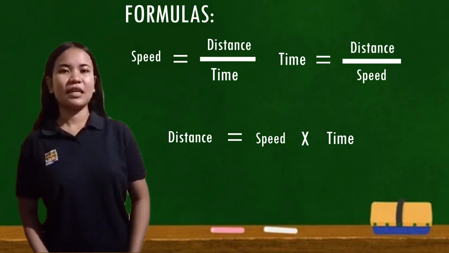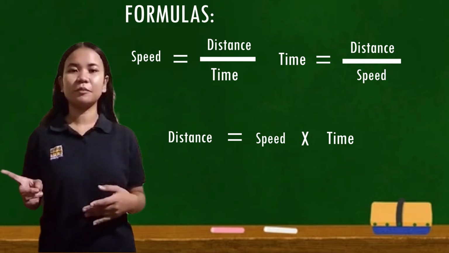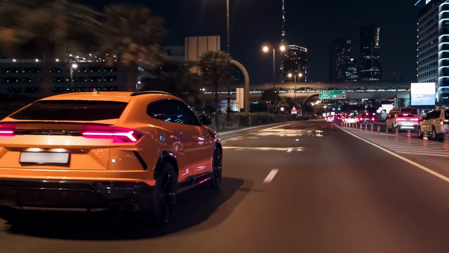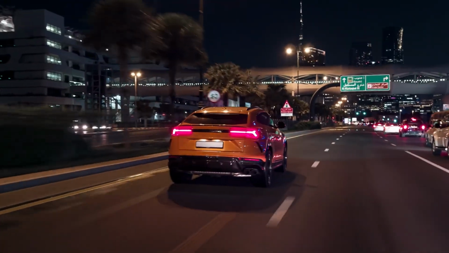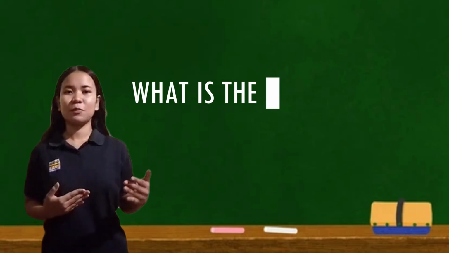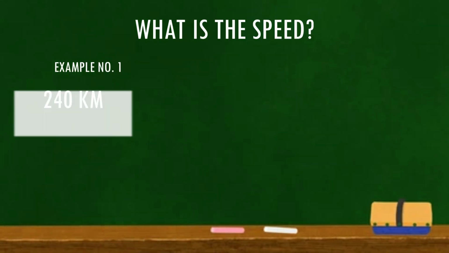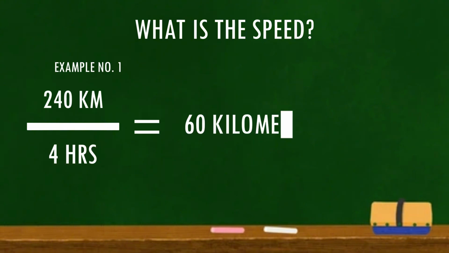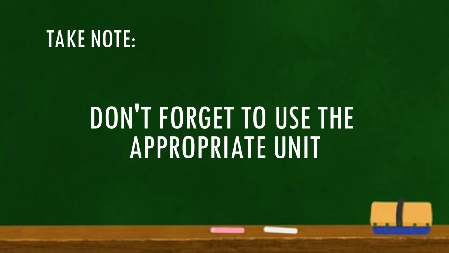Let's put this into action with some real problems. For example, a car travels 240 km to Pampanga in 4 hours. So, ano speed nito? 240 km over 4 hours is equal to 60 km per hour. The speed of the car is 60 km per hour. Don't forget the unit because it's important.